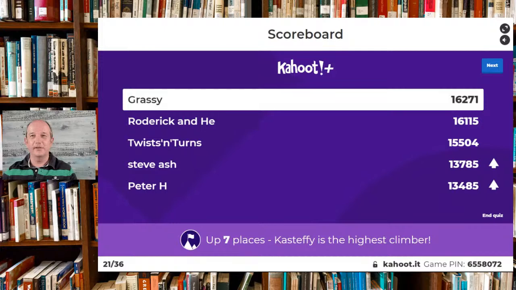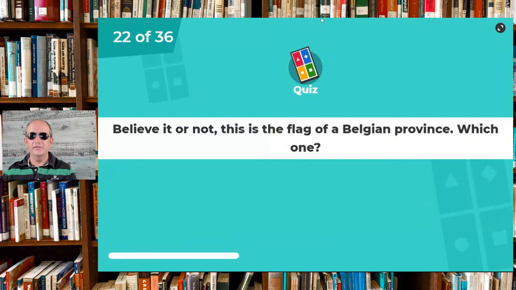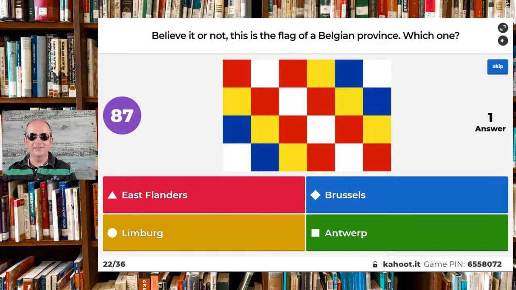Right, now, here's the one you're going to need sunglasses for, okay? You've had warning now already. So coming up is a flag, and it's actually the flag of a Belgian province. But which one? Who knows their Belgian provinces? Is it East Flanders, Brussels, Limburg, or Antwerp? Which of those Belgian provinces has that flag? East Flanders, Brussels, Limburg, or Antwerp? I mean, it looks like a chessboard on acid, doesn't it?